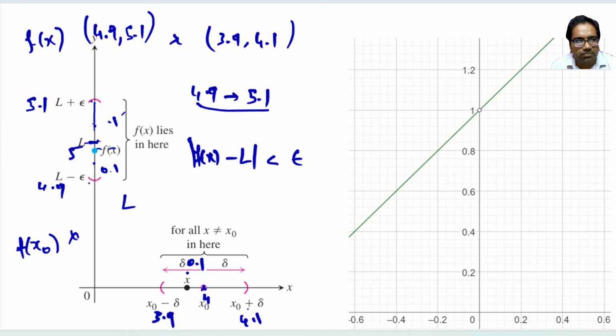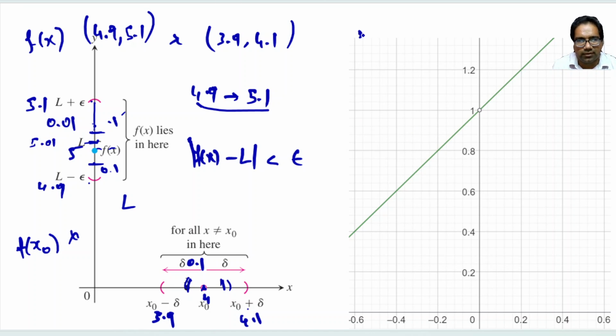Now there should be some delta for whatever epsilon that you are taking. Here in this case, someone picked 0.1. Someone might pick 0.01, so then this becomes 5.01 and 4.99. The upper limit and lower limit will become even smaller. Then you should have some other delta where, within this range, the value of the function is always lying between 5 plus 0.01 and 5 minus 0.01. Let us take one example.